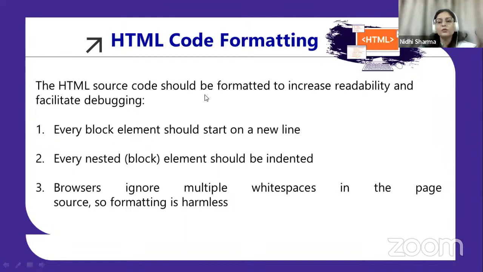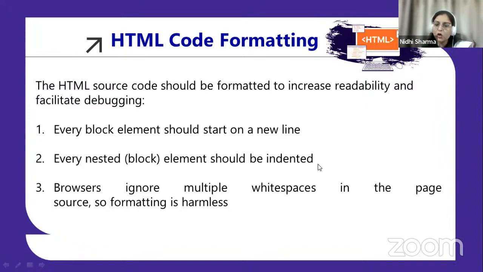So how do we need to format the code? There are a lot of lines of code. How are we going to format the code? Every block element should start with a new line. Now, what is the meaning of a block element? Like head is a new element. Title inside that head. So that means head is a block element, title is another element. So title will be a block element ahead of it. Every block element should start with a new line.